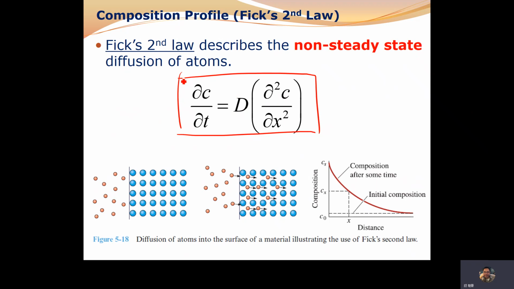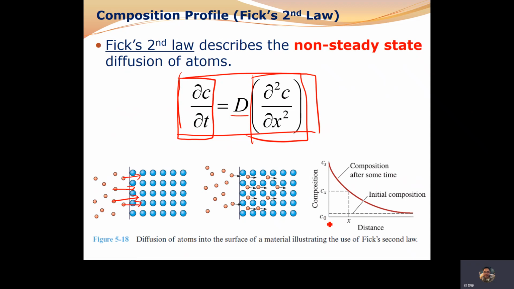And this is the concentration change per time, right? The D is the diffusion coefficient, and this term is the concentration gradient. When the atom wants to diffuse through the host atom, we have to specify the boundary condition.